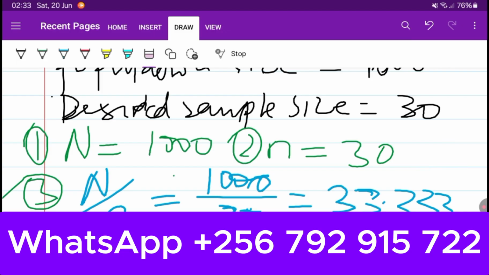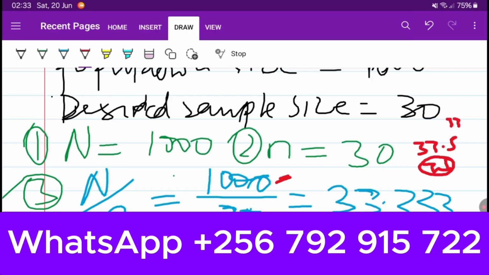The reason why we are rounding downwards is because we don't want these figures to exceed. Because if it was 33.5, it would have been 34. But if you multiply 34 times 30, it will exceed this population. So that's why we round downwards. Instead of taking this one to be 34, we take it to be 33. So that when you multiply 33 times 30, you'll get 9,900.